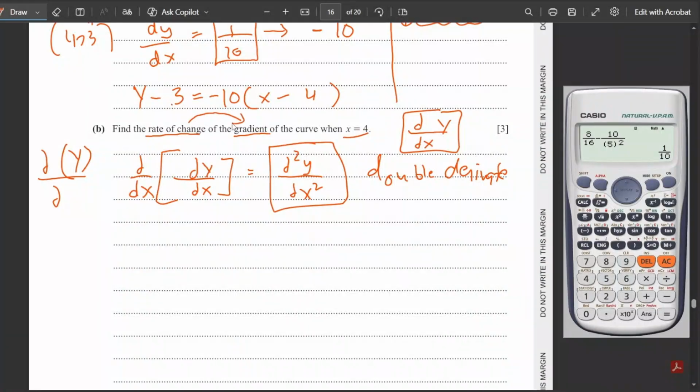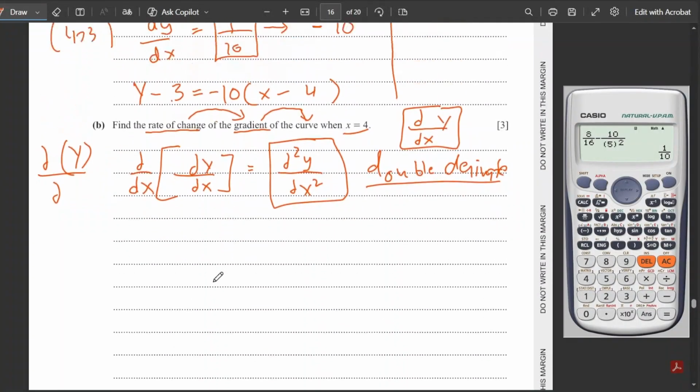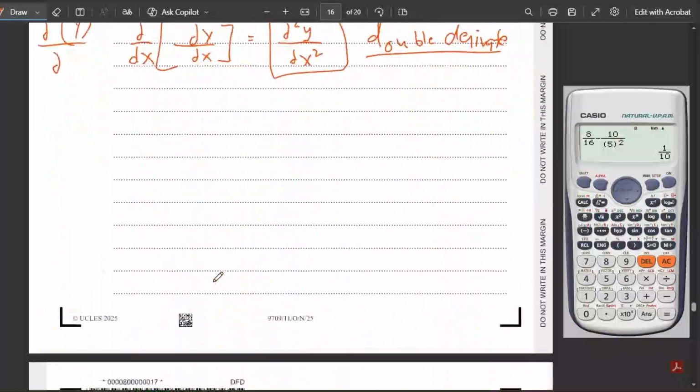The rate of change of the gradient is what we call the double derivative, and the rate of change of the curve is what we call the gradient. So just some terms you need to know. Okay, so we need to differentiate this again, and sure, we'll do that.